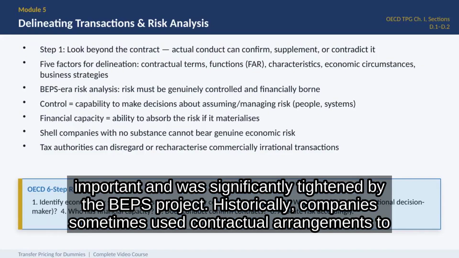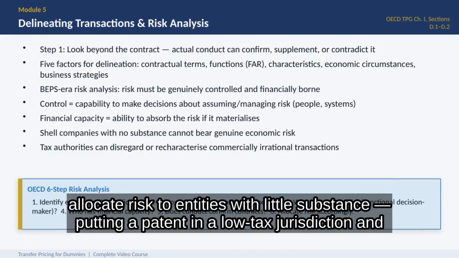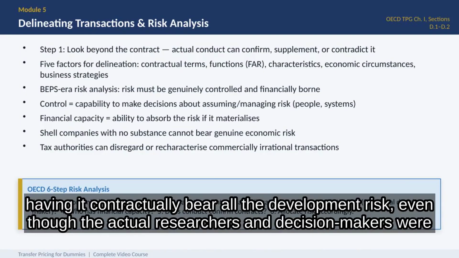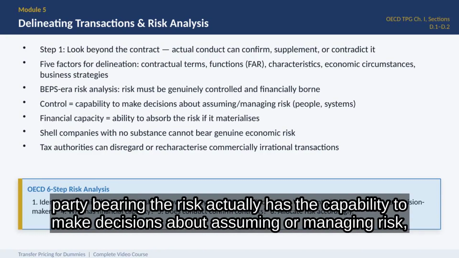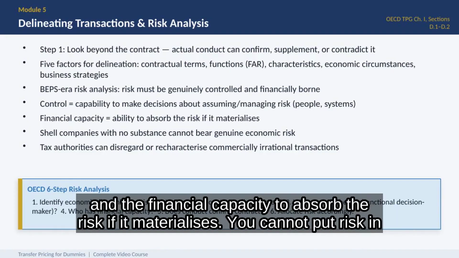Historically, companies sometimes used contractual arrangements to allocate risk to entities with little substance, putting a patent in a low-tax jurisdiction and having it contractually bear all the development risk, even though the actual researchers and decision-makers were in a high-tax country. The OECD now says, contractual risk allocation is respected only if the party bearing the risk actually has the capability to make decisions about assuming or managing risk, and the financial capacity to absorb the risk if it materializes. You cannot put risk in an empty shell company.